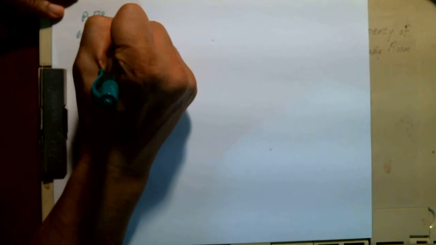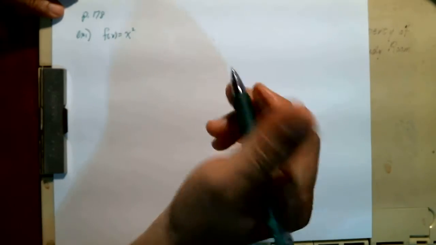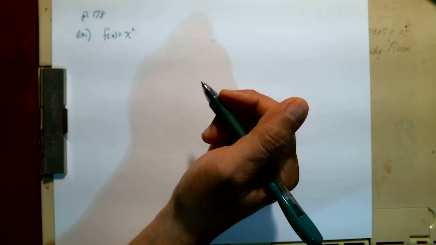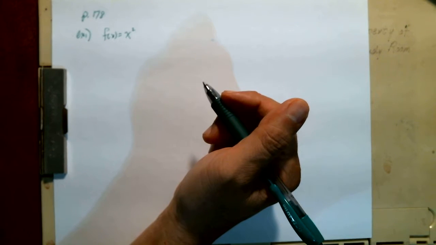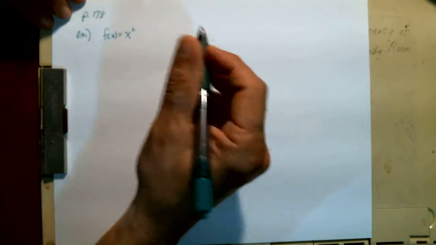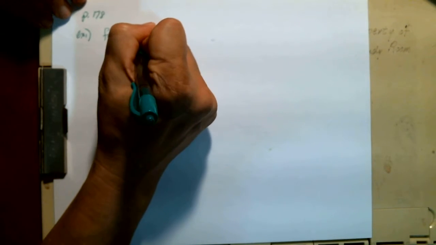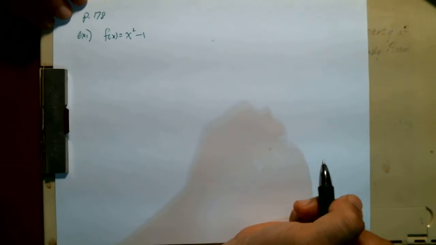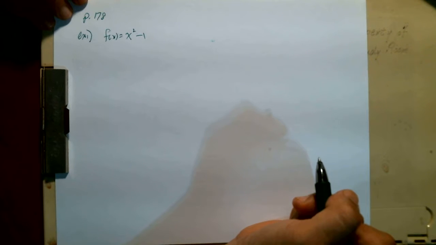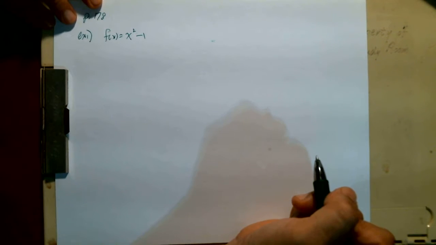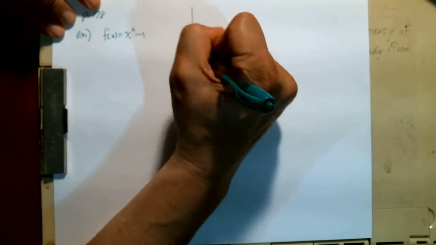f of x is equal to x squared. I'm going to use a different problem, x squared minus 1 instead of x squared plus 1. And so what am I going to try to find? I'm going to try to find the tangential slope. So it looks something like this.